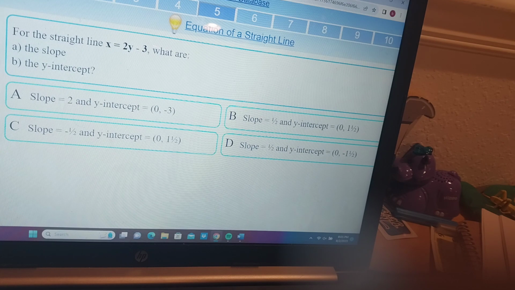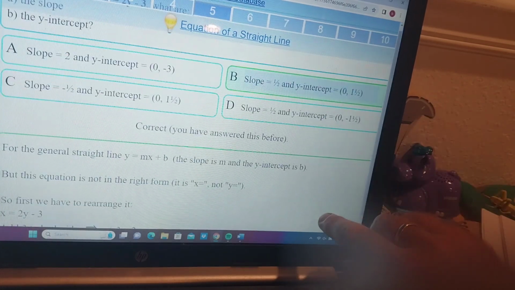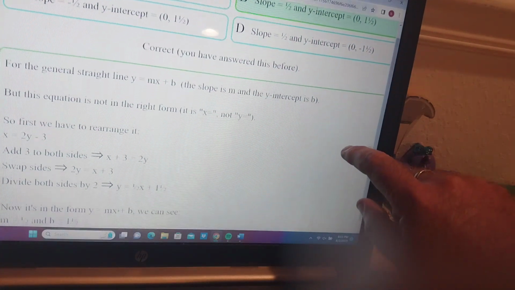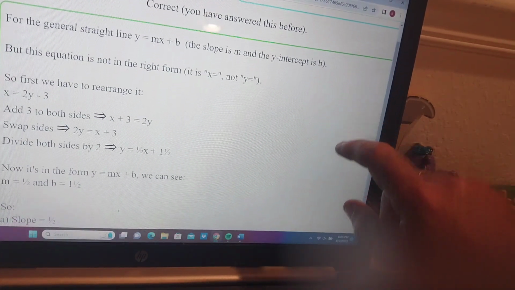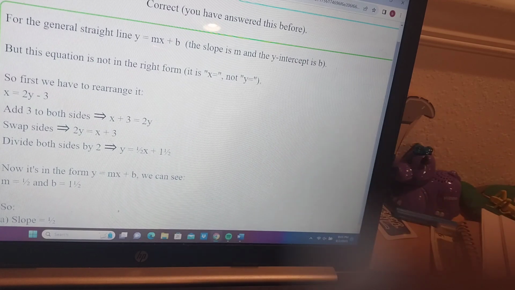I'll show you what the answer is. I hit B, but just to show you the work: this equation is not in the right form. It says x equal to, not y equal to. So it should be y equal to. Y is always going to be on the left-hand side.